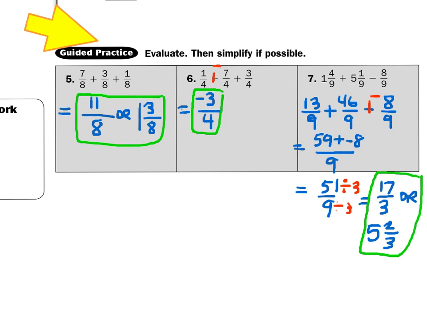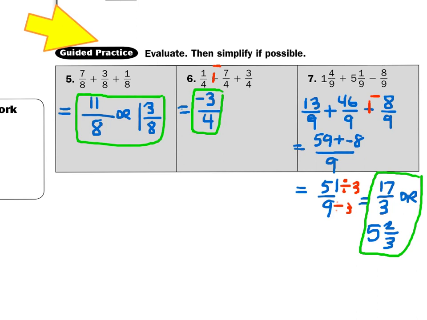Take a look at number 7. I have 1 and 4/9 plus 5 and 1/9 minus 8 over 9. So the first thing I need to do is change these mixed numbers to improper fractions. Start at the 9. 9 times 1 is 9, plus 4 is 13. So I have 13 over 9. And then I copy the plus sign, and then start at the denominator. 5 times 9 is 45. 45 plus 1 is 46. So I have 46 over 9. And then I copy the minus 8 over 9. Now remember, when you see a minus sign, add a line and change the sign of what comes after it.